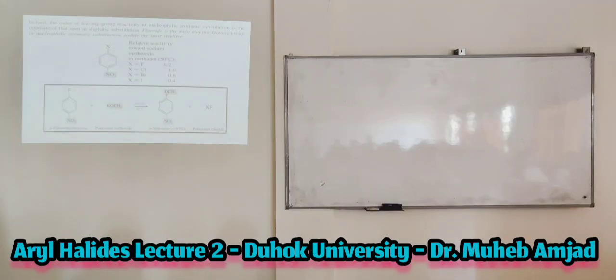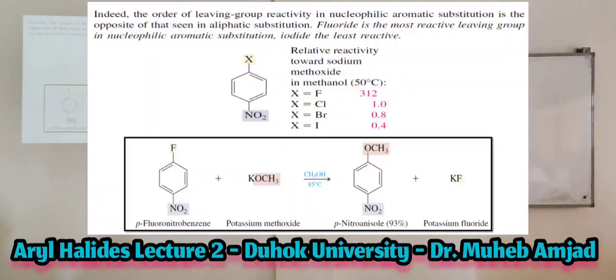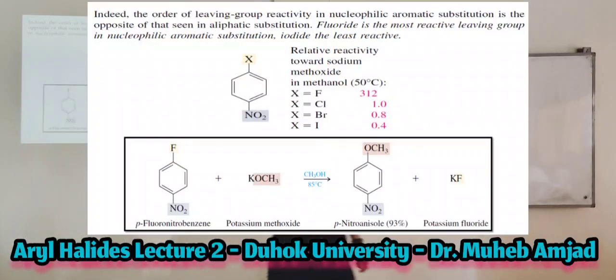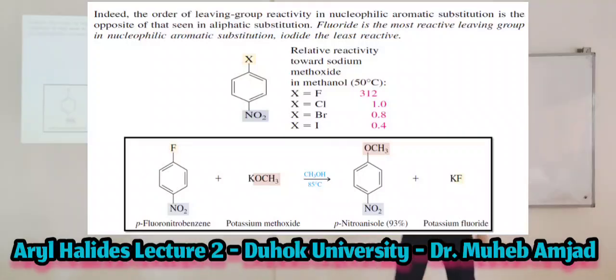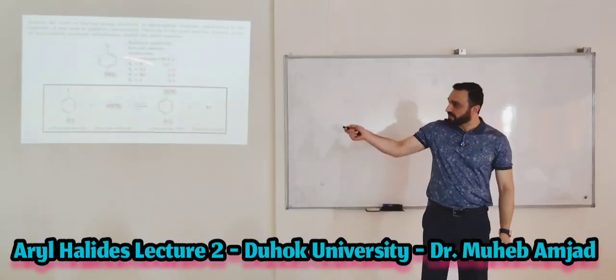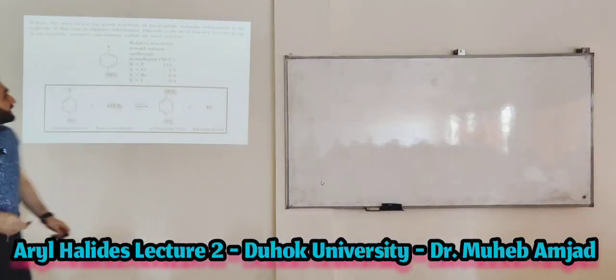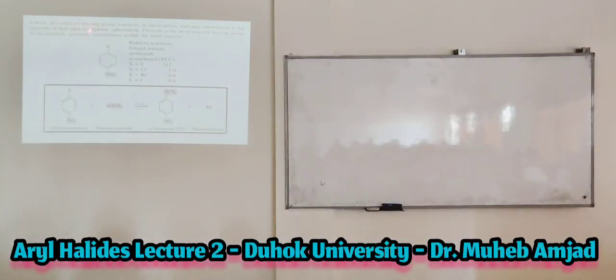With the aryl halide chapter, this is the second lecture. So we stopped here in the reactivity of the halogen that is substituted on the aromatic ring of the aryl halide. The order of leaving group reactivity in nucleophilic aromatic substitution is the opposite of that seen in aliphatic substitution.